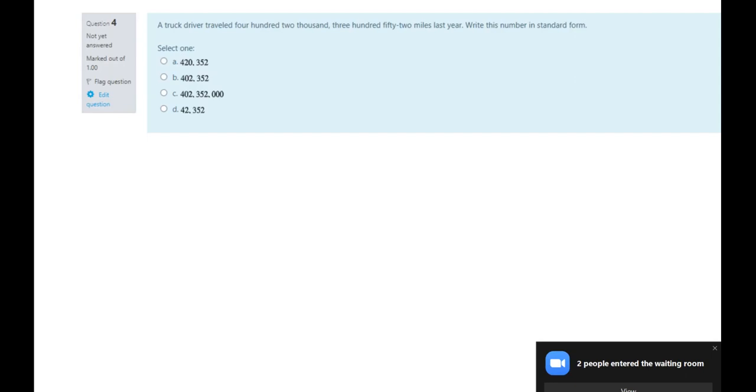Okay, so here we have a question where we've got the written words of a number, and we need to be able to go between what we hear as a number and what the number is written. And some people have a hard time with that. But this one here, if we read it out loud, this particular one is 402,352. If we need to write that, we select the one.